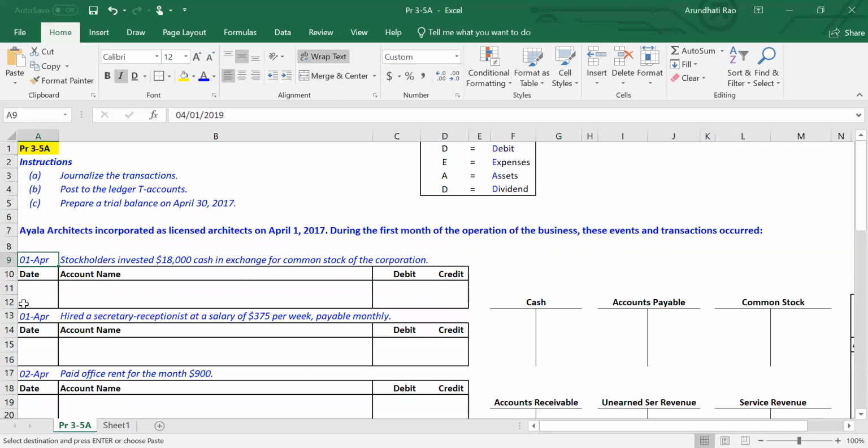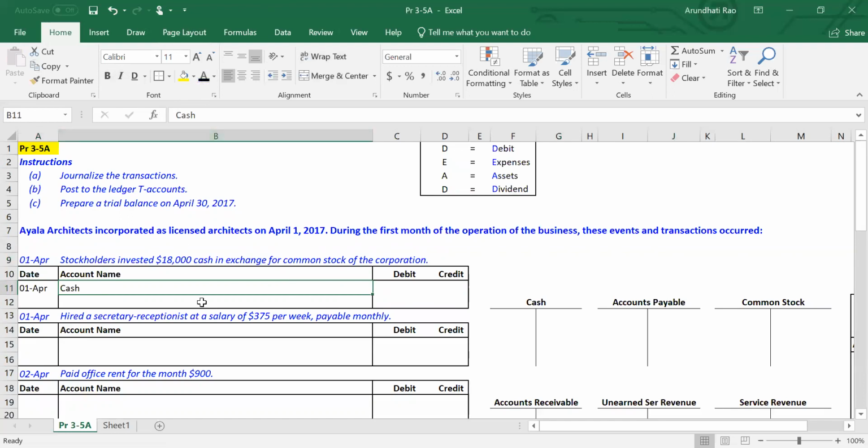So I will always write the date. I will write the names of the accounts that are affected. I will write whether it was debited or credited. So let's start with the date. I'm going to write the date, April 1st. Cash was affected, so I will write cash, cash debit, and then I will write $18,000 on the debit column. These two are just columns.